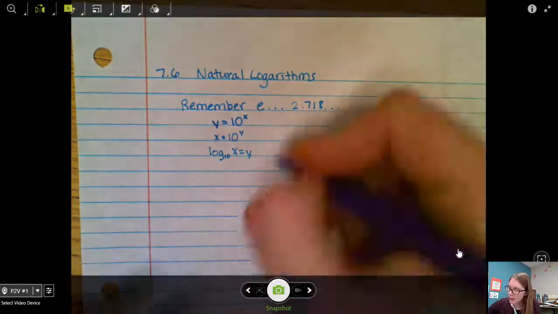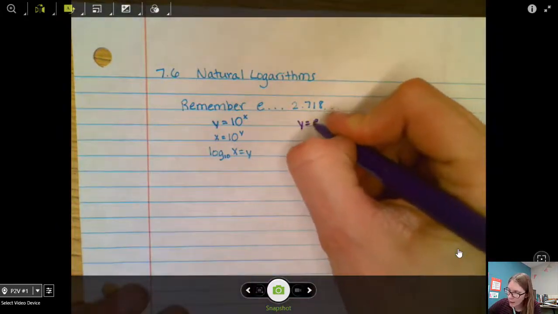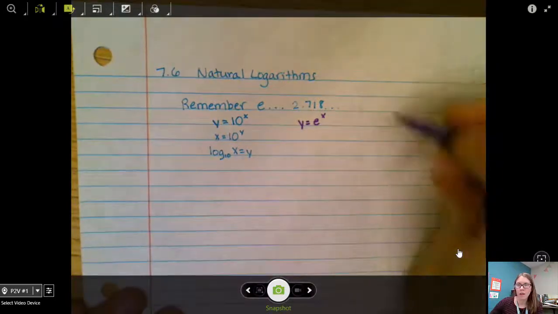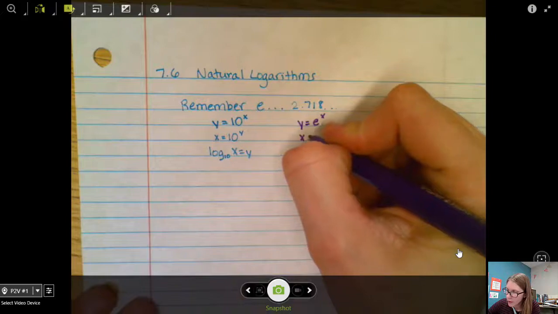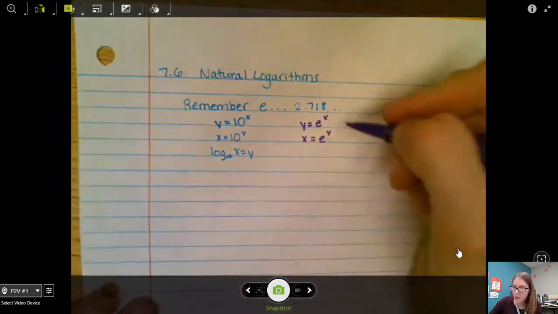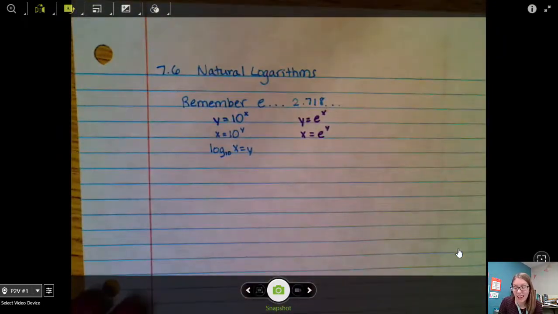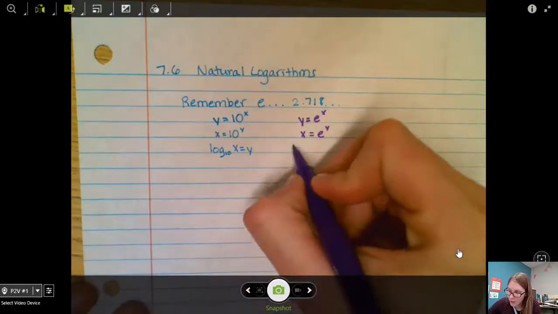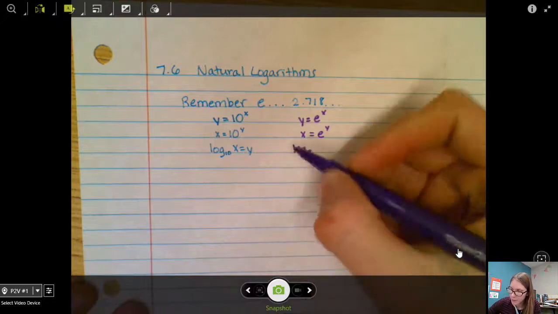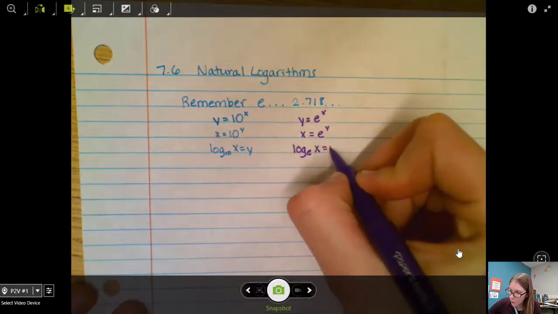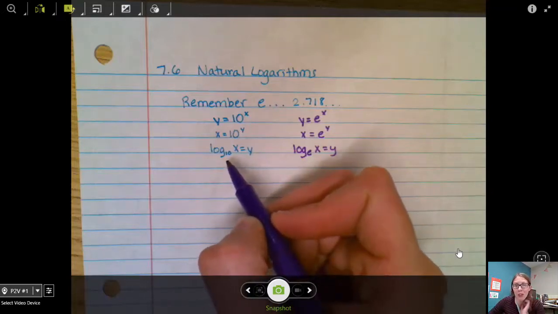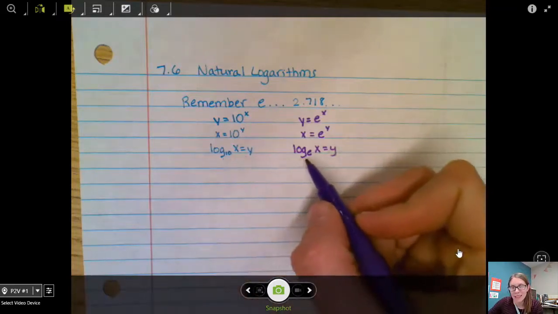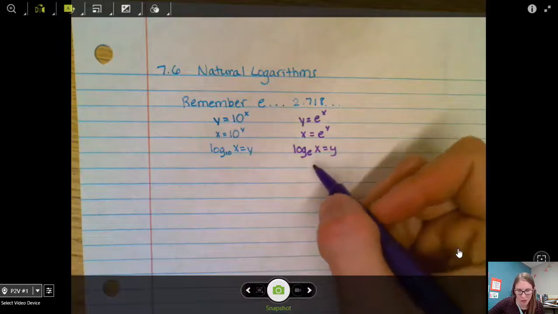Well, what if we had this, y equals e to the x power? If I was trying to find the inverse here, again, we switch our x and our y value around. X equals e to the y. And then again, to get y by itself, I have to use a logarithm. The log base e of x equals y. Now, just like the log base 10 is a common logarithm, the log base e is fairly common as well.